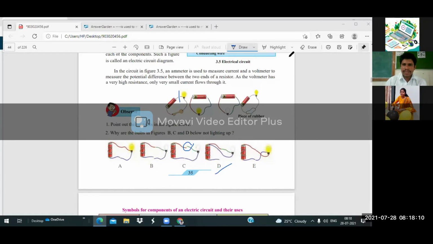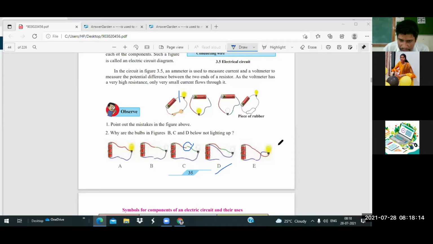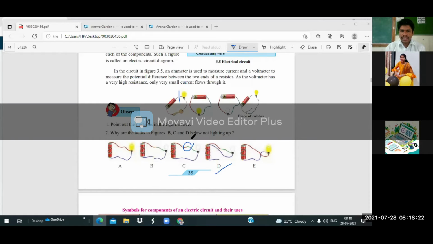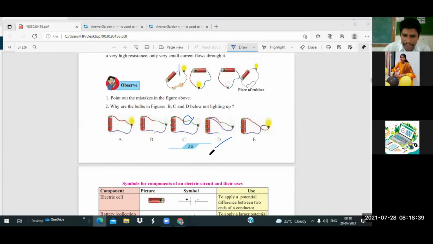So from these mistakes, as well as B, C, D in this. Actually, in figure E it is joined, due to which the bulb is lightened, and in figure A. But in B, C, D, there is some connection problem. Here this wire is not joined. Here also the wires are not joined. And here the wire is connected, but it is joined at only one end of the cell, so it is not lightened. Actually, we have to connect the conducting wire to two ends, the positive end and the negative end, and then only the bulb can light.